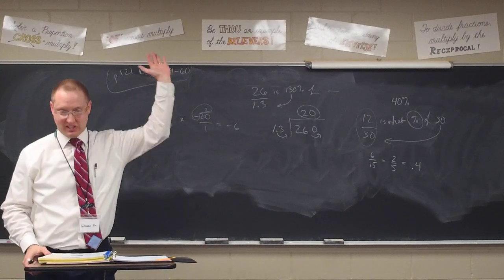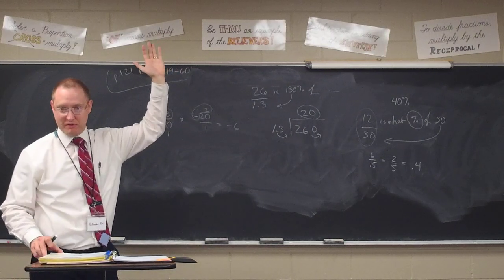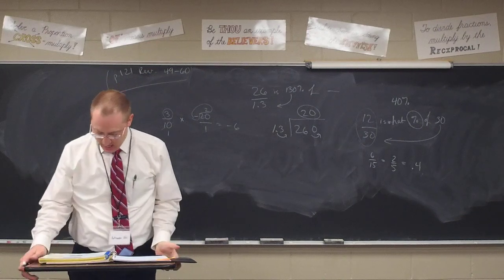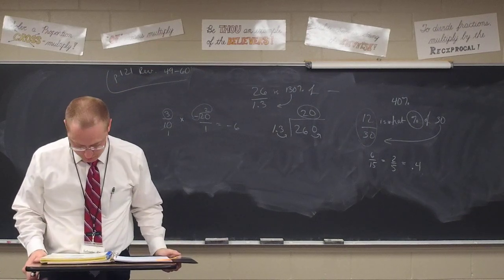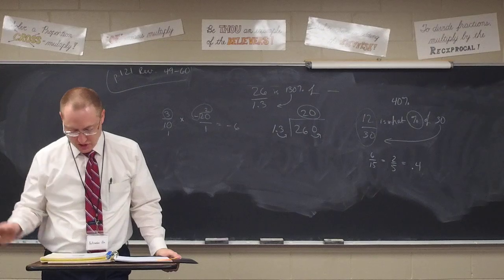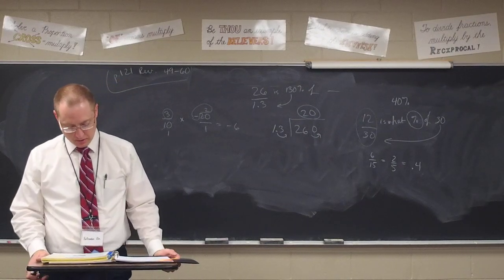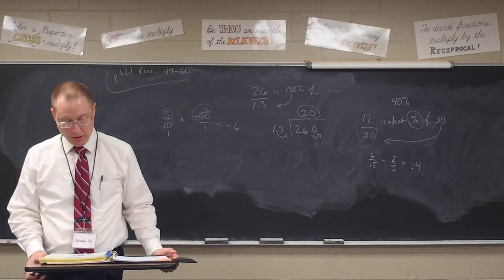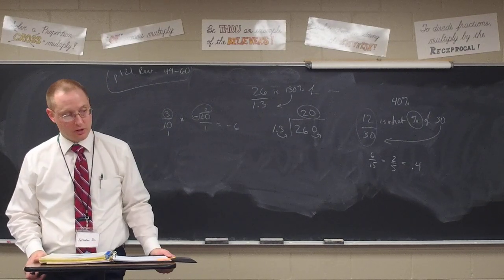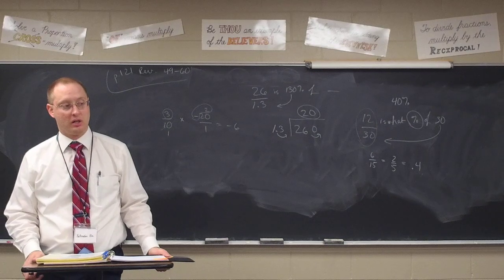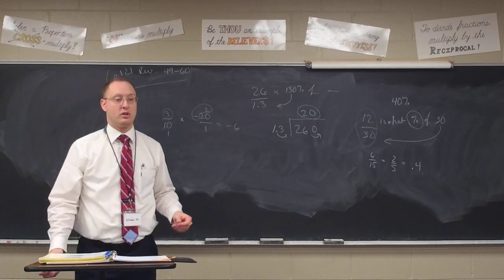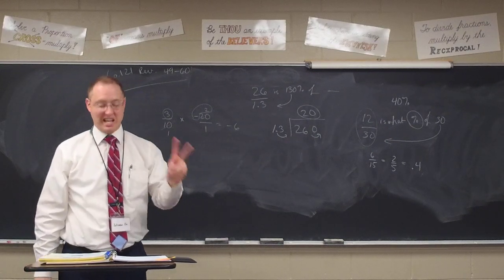675. Outstanding. How many had 675 for number 58? Number 59, it says, in this problem, don't actually multiply it. It just says, will the product be positive or negative? Ben? Number 59. Positive. Why will it be positive? Because there's two negatives. Two negatives, and that's an even number of negatives.